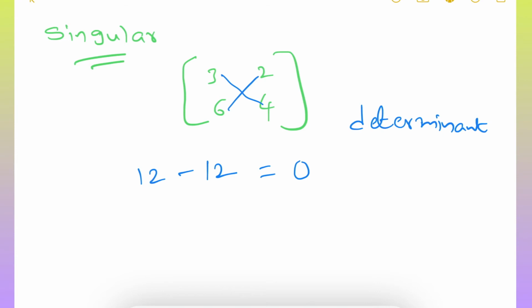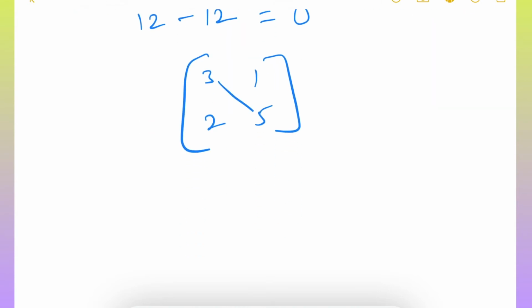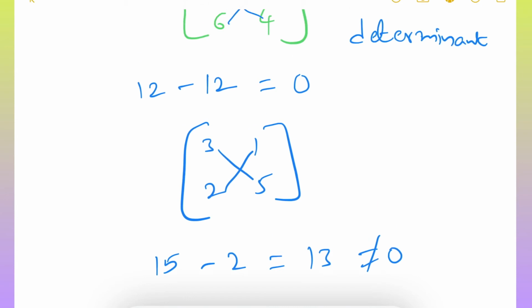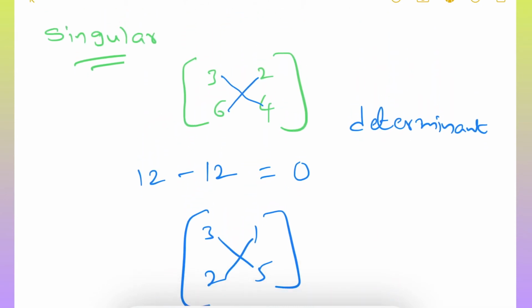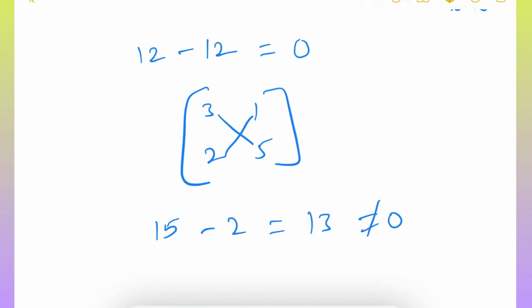Next, let me take one more matrix. 3 1 2 5. Now let us find the determinant of this. 3 5s are 15 minus 2 1s are 2. 15 minus 2, 13. This 13 is not equal to 0. If the determinant of a square matrix is not equal to 0, the type of matrix is called a non-singular matrix. In case the determinant of a square matrix is 0, it is a singular matrix. If the determinant of a square matrix is not equal to 0, then it is a non-singular matrix.